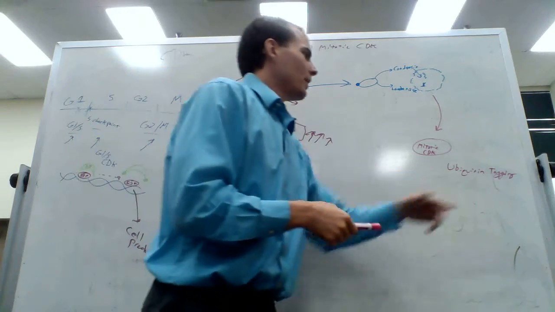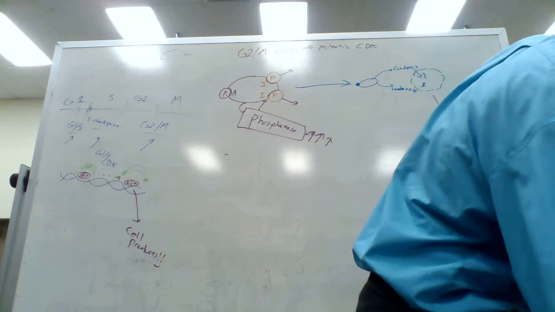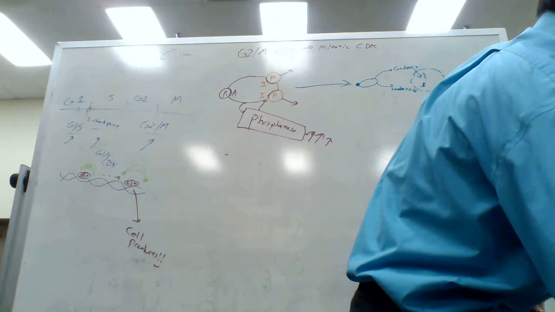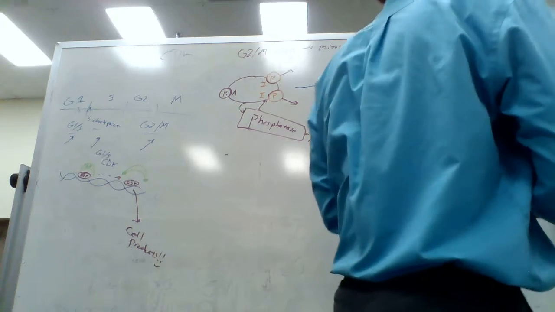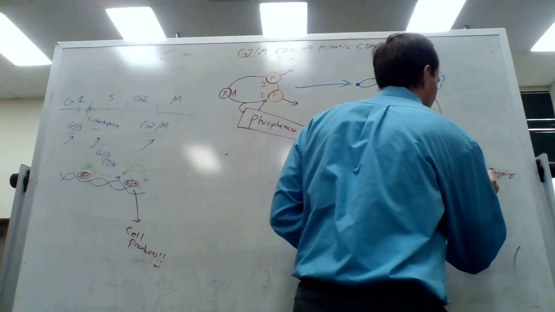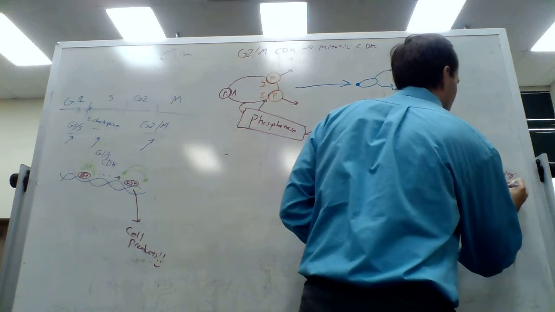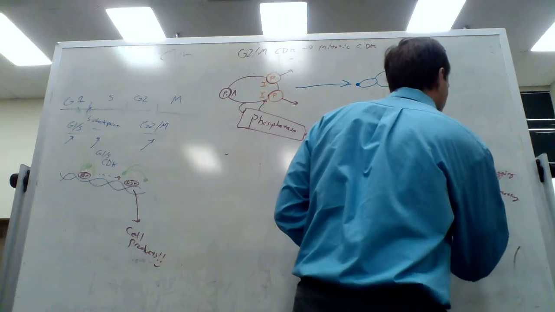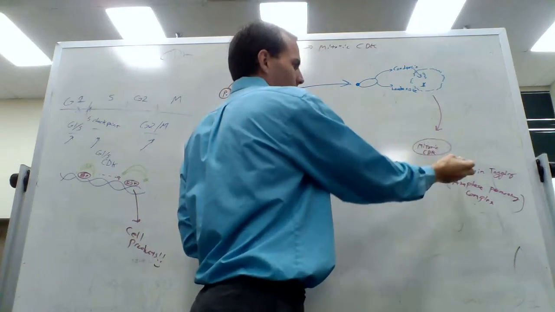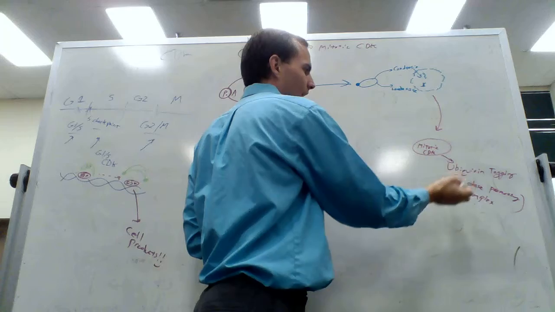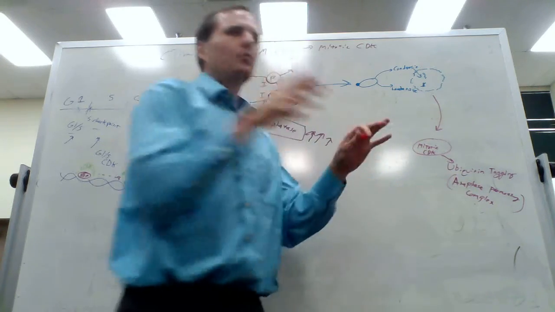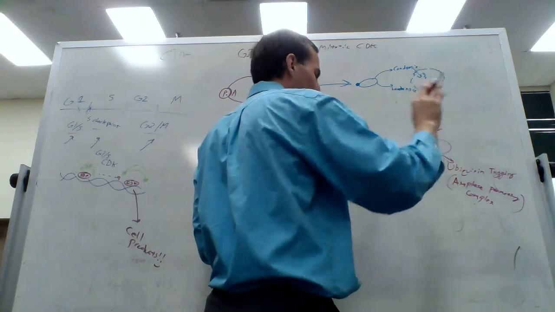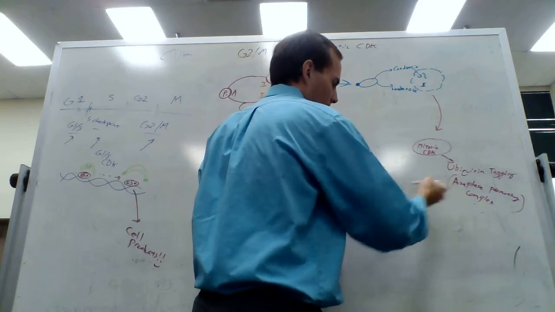So ubiquitin tagging has a second name as well, which is the anaphase promoting complex. This is also called anaphase promoting complex. Okay? So mitotic CDK is going to turn on the ubiquitin tagging, or anaphase promoting complex, and these are going to break down a couple proteins that need to be broken down for cell division to happen, for anaphase in particular.